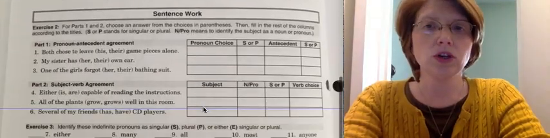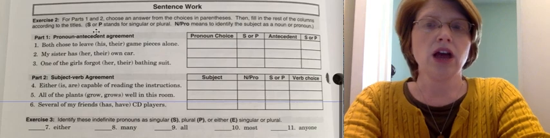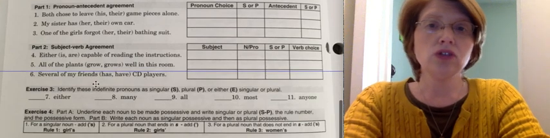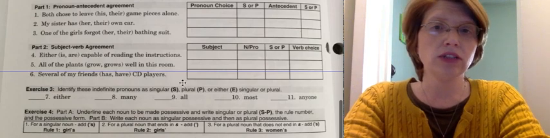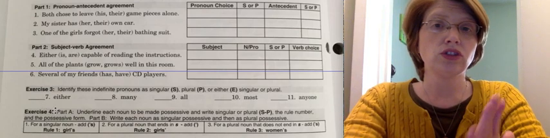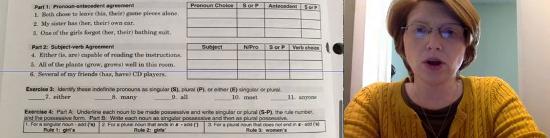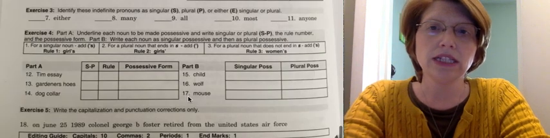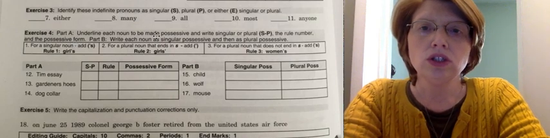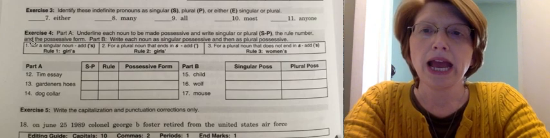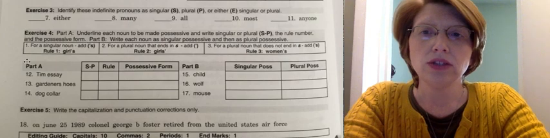And then the sentence work, which we talked about yesterday or last week, picking the pronouns and antecedents and labeling them singular or plural, using your reference page to figure out if these indefinite pronouns are singular, plural, or either. And then now let's look at the bottom part because we have not done this recently. This says, exercise 4, underline each noun to be made possessive and write singular or plural, the rule number, and the possessive form. Okay, so that's part A.